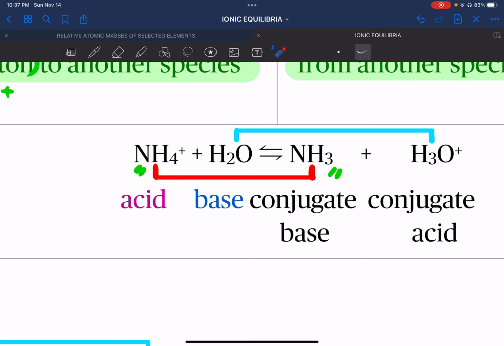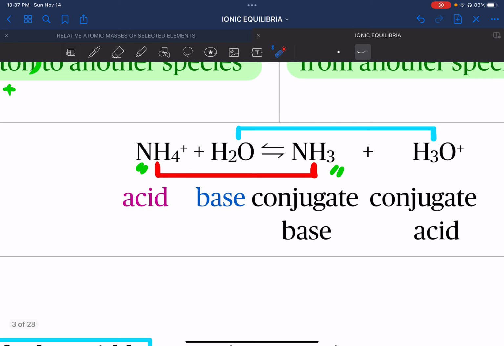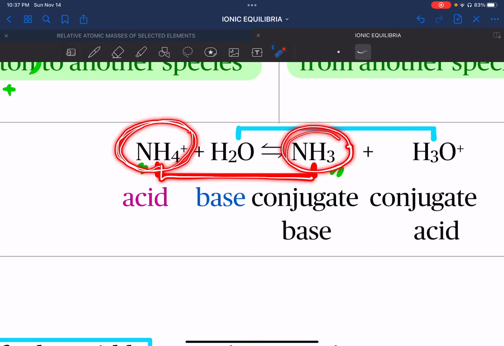Okay, apa maksud conjugate tu? Conjugate tu maksud dia terbalik. So, cuba you fikir. Okay, kita ambil contoh this one. NH4+ nak jadi NH3, dia akan donate proton. Okay, dia akan donate proton. So, basically NH4+ adalah acid, sebab dia donate proton.